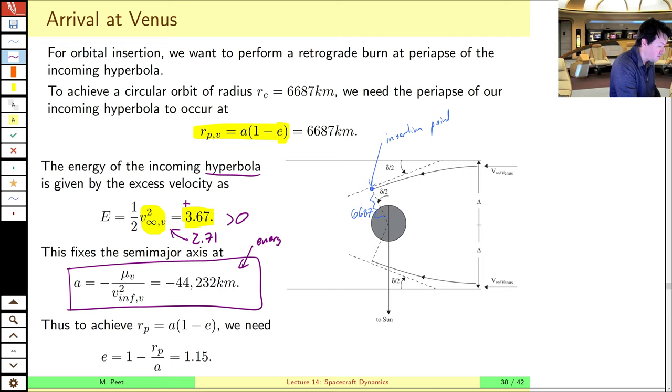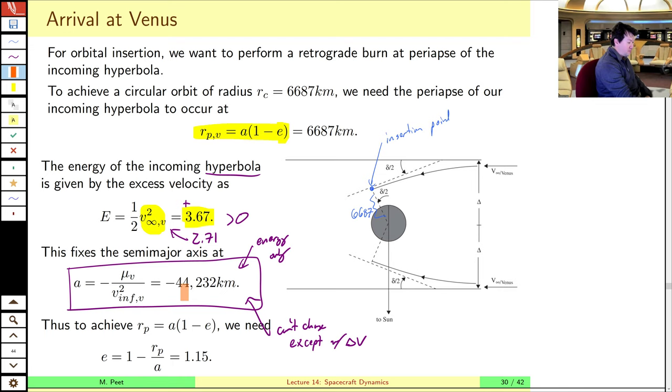And it can't be changed, right? Basically fixed. Well, except by a delta V. Okay, so we've got that piece of information here. Can't change. Right, that's fixed.